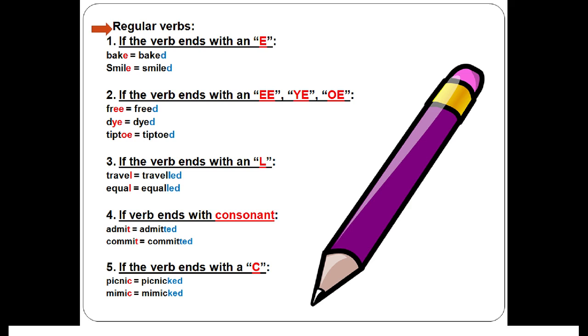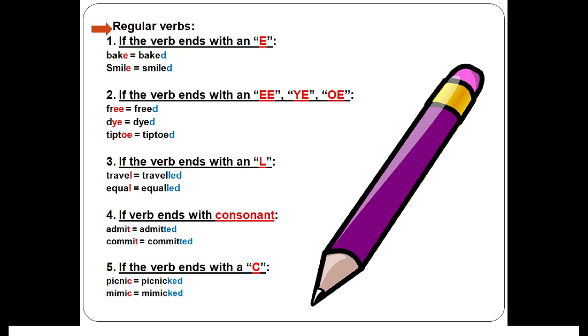But there are some cases when it's necessary to do something different. Here are some rules to help you get it right. If the verb ends with an e, then you just put d on the end. Examples are bake, becomes baked; smile, becomes smiled. The logic is the same with verbs that end in e, ee, ye, oe. Examples: free, becomes freed; die, becomes died; tiptoe, becomes tiptoed.